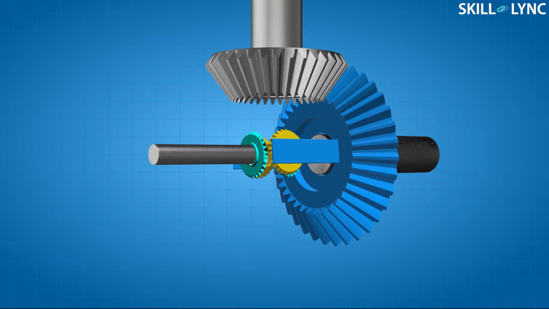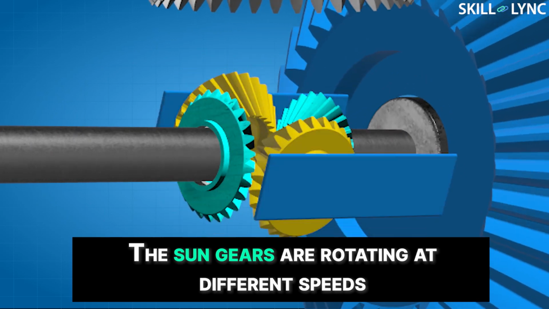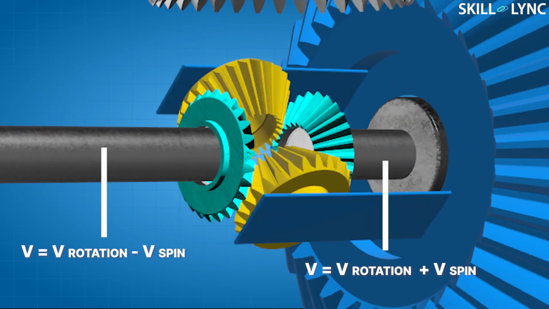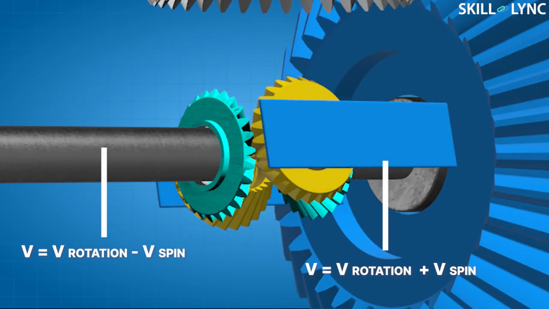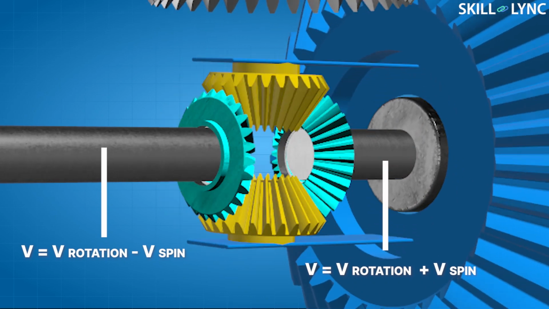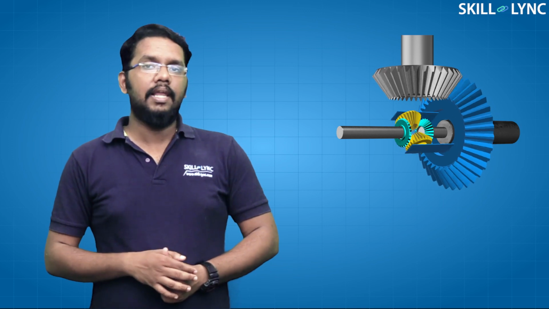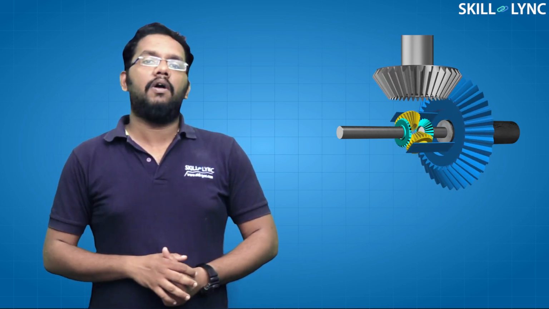When the planet gear spins, the sun gear, which rotates in the same direction of spin, has a peripheral velocity equal to the sum of rotational and spinning velocity of the planet gear, whereas the peripheral velocity at the other sun gear will be the difference between those two velocities. Thus, the increase in the speed of one wheel is compensated by the decrease in the speed of the other with the help of a differential.